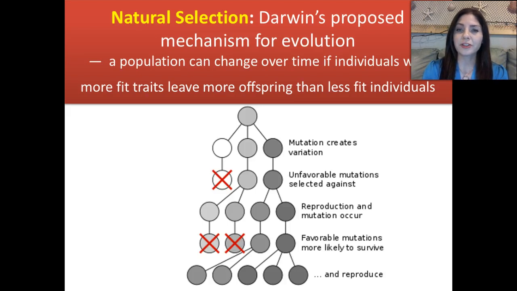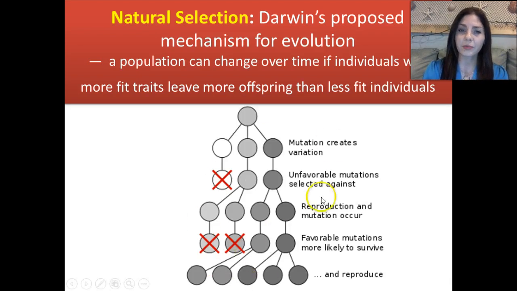A population can change over time if the individuals with more fit traits leave more offspring, and their offspring that are less fit individuals do not survive. So the offspring that have more favorable traits are the ones that are going to survive and be able to pass on their genes to the next generation. Individuals that don't have those favorable traits are not going to be able to reproduce, so their genes aren't going to get passed on to the next generation.